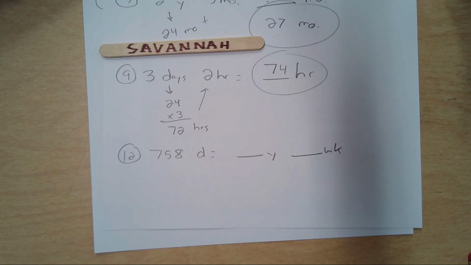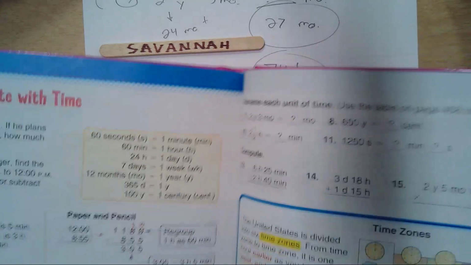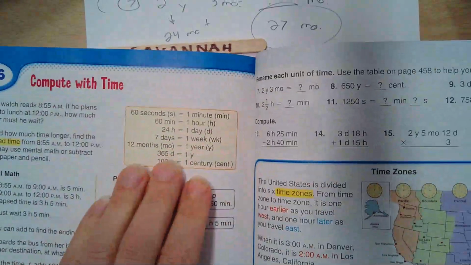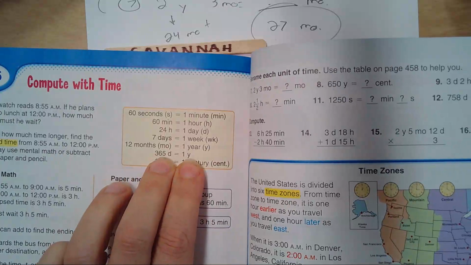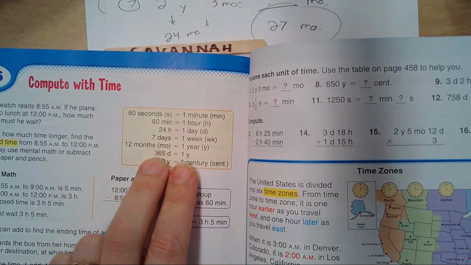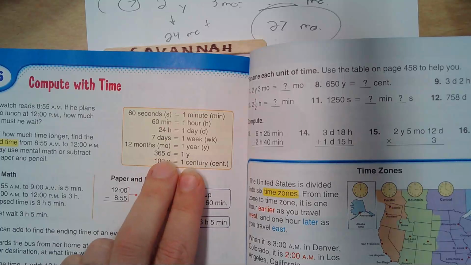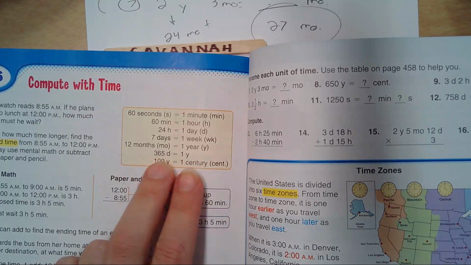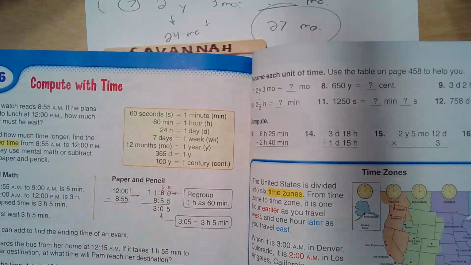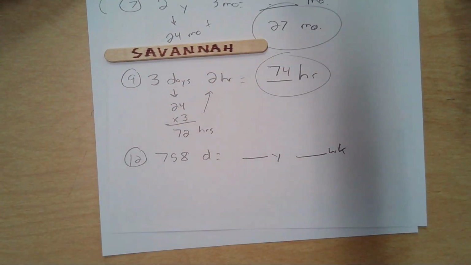Wait, are we doing leap years? No, 365 is what it is. Unless that information is provided to you, you always assume it's 365 unless explicitly told otherwise. So everything we do, 365 days is 1 year. Why wouldn't it be?